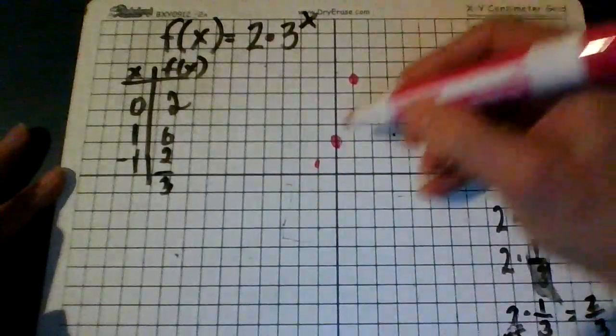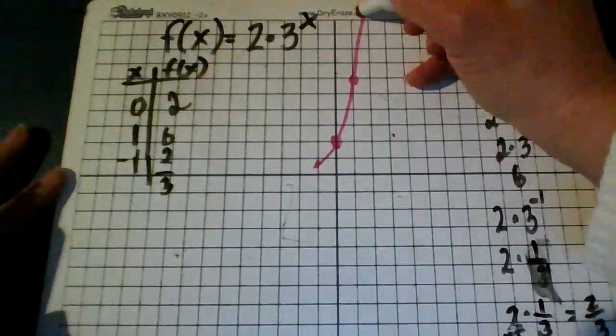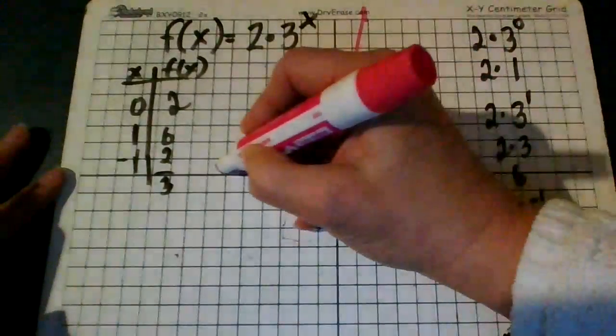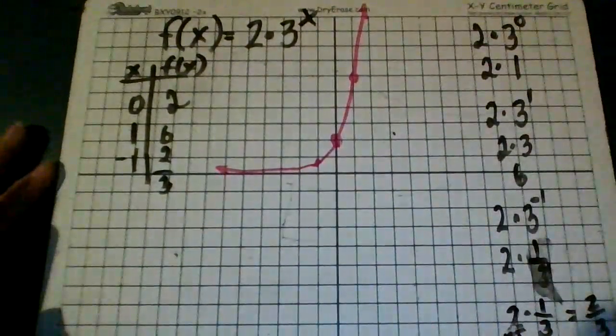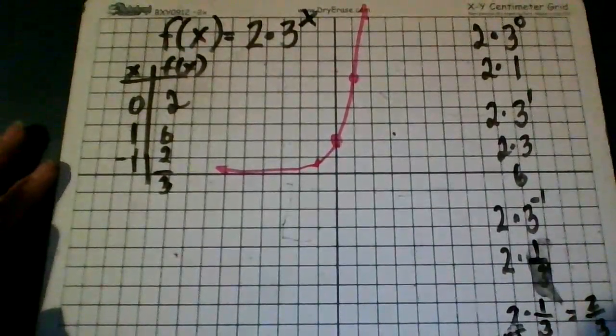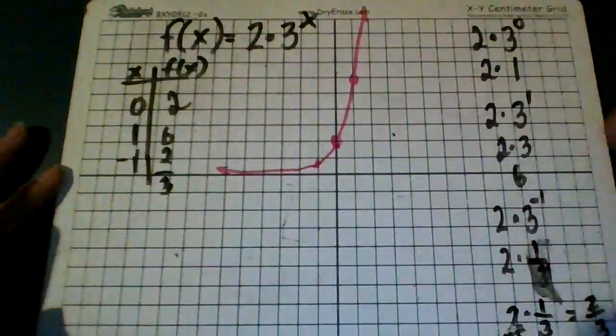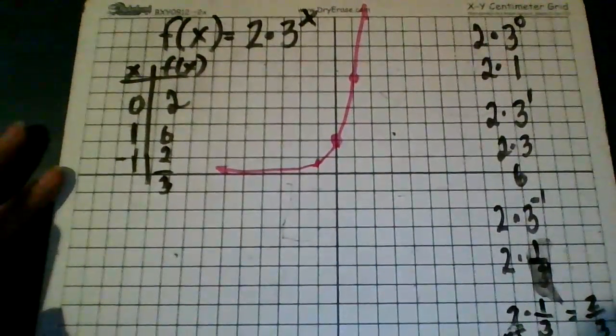And now you can start to see how this graph is taking shape. So it looks like it's going to go this way and along like so. So this happens to be an exponential growth graph. It's going upwards when it reaches the positive numbers on the x-axis.